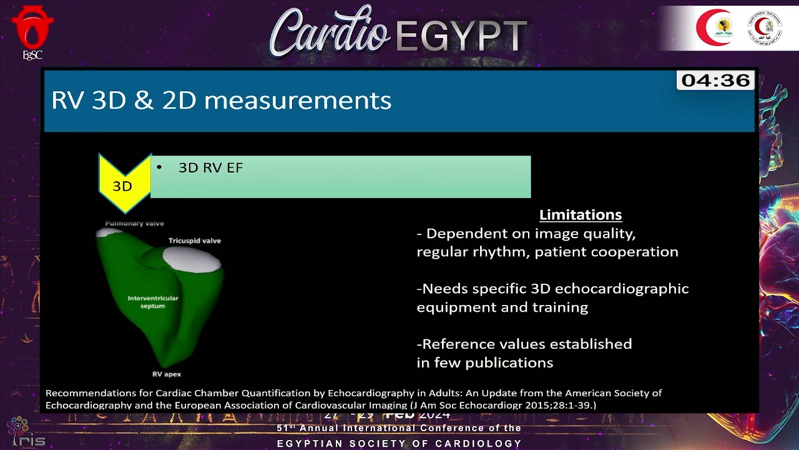In the old days, in 2D echo, there was nothing called RV ejection fraction. We had only fractional area change or TAPSE or anything. But nothing called RV ejection fraction except from the MRI. But now with the 3D software, we have 3D RV ejection fraction.